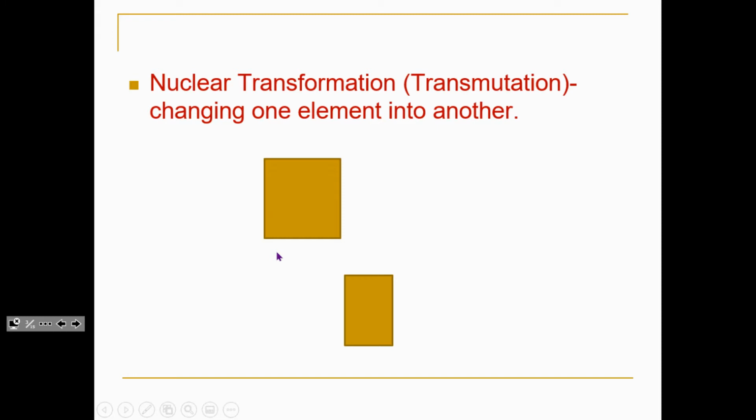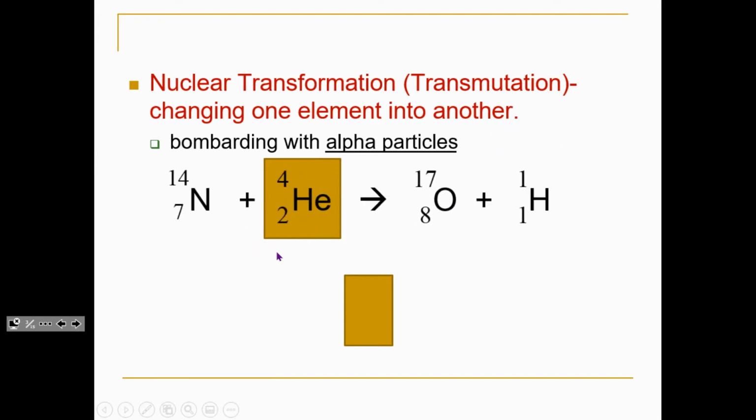Nuclear transformation, also called transmutation, is changing one element into another. So we can bombard different elements with alpha particles. Here's an example of that, nitrogen-14. When we add a helium atom to it, we form oxygen because we have added those neutrons, and we get oxygen-17, which is an isotope of oxygen, and a proton of hydrogen. So we've actually turned nitrogen into an atom of oxygen.